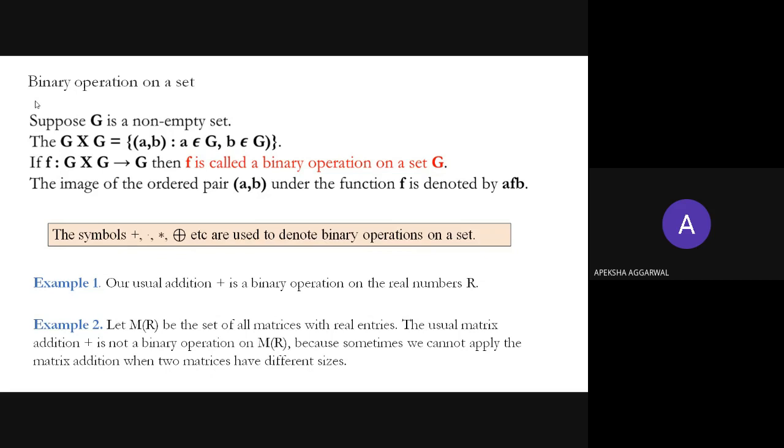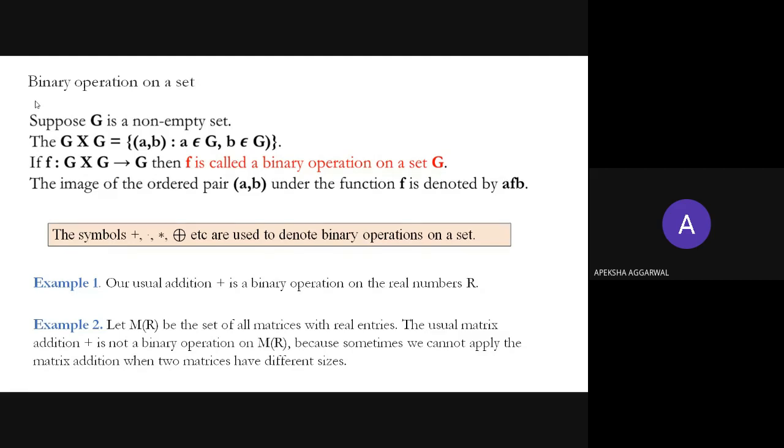So the image of ordered pair (A, B) under the function F is denoted by A F B. The symbols plus, dot, star, etc. are used to denote a binary operation. Now their definition can be different. So our usual addition plus is a binary operation on real numbers R. Why is it a binary operation? Because if you add two real numbers, you will get a real number only, right?